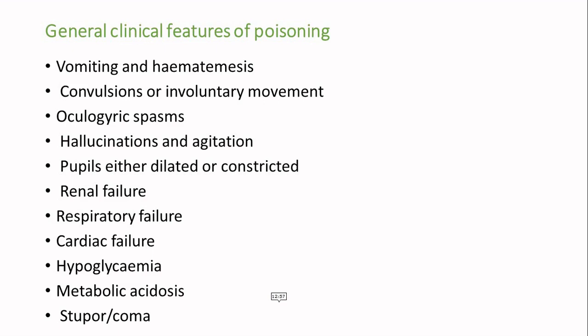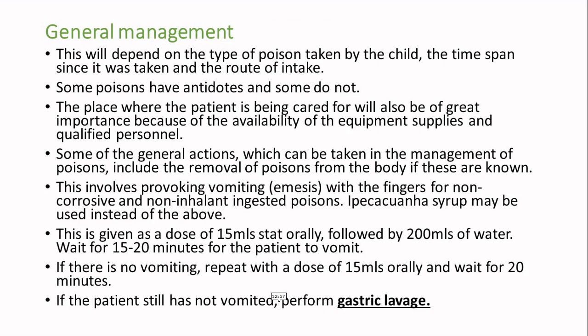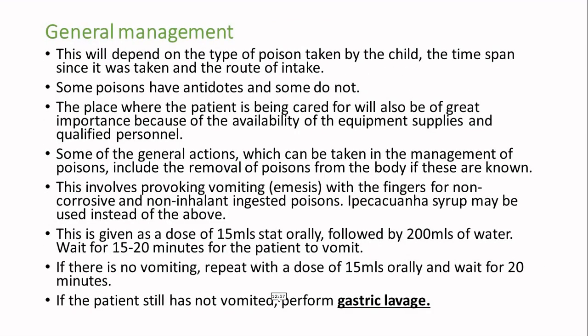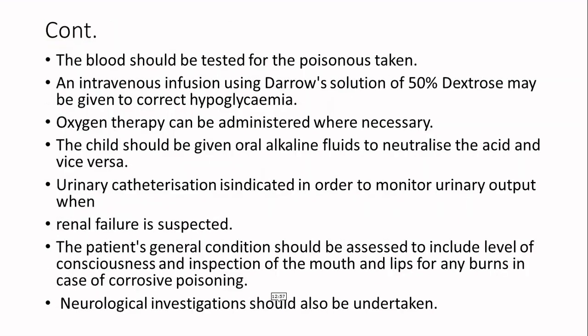General management: the blood should be tested for the poison taken. An intravenous infusion using Darrow's solution or 50% dextrose may be given to correct hypoglycemia. Oxygen therapy can be administered where necessary. The child should be given oral alkaline fluids to neutralize the acid and vice versa. Urinary catheterization is indicated in order to monitor urinary output when renal failure is suspected. The patient's general condition should be assessed, including level of consciousness and inspection of the mouth and lips for any burns in case of corrosive poisoning. Neurological investigations should also be undertaken.